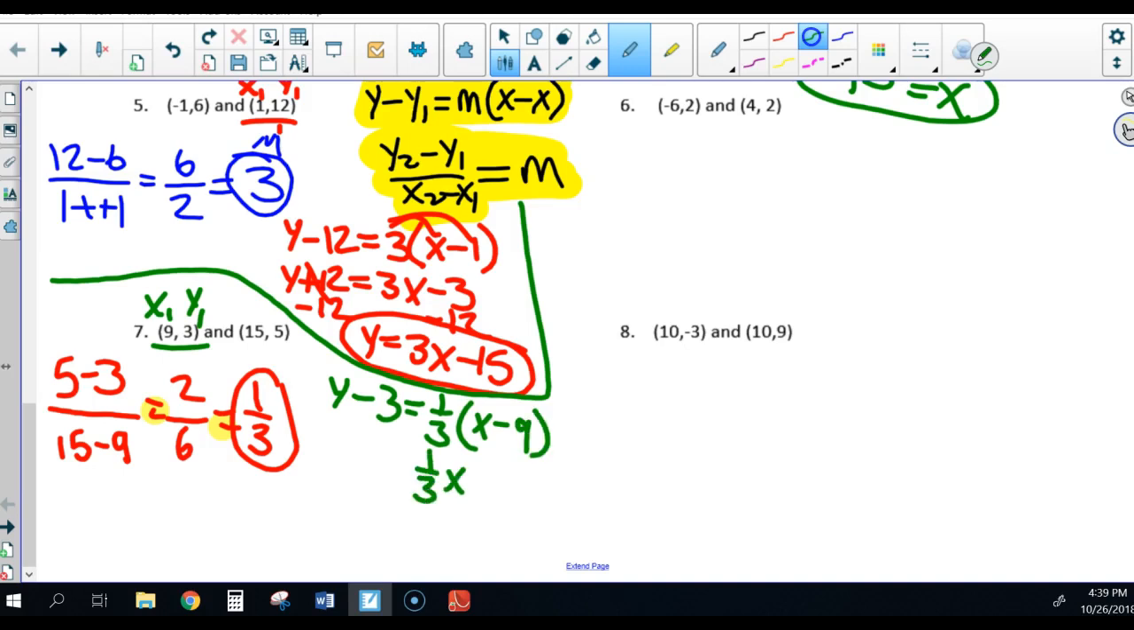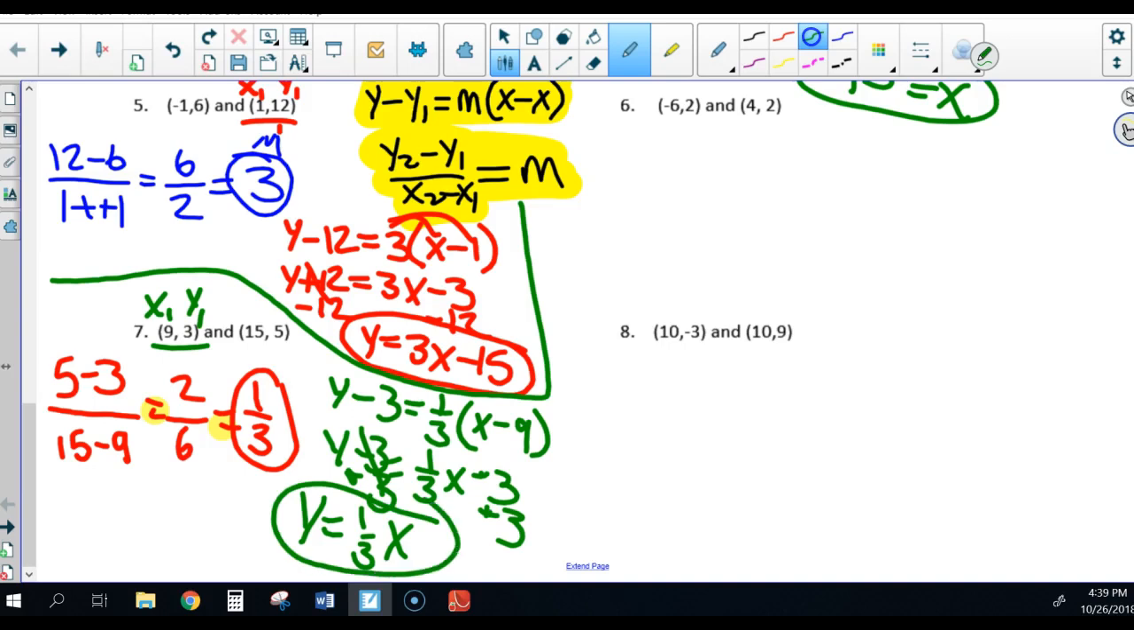Distribute: 1/3 x minus 1/3 times 9, which is 3, or 1/3 times negative 9 is negative 3. That's y minus 3 equals that. Get rid of the minus 3 by adding 3, and we have y equals 1/3 x. Negative 3, positive 3 is 0. So just 1/3 x is our equation.